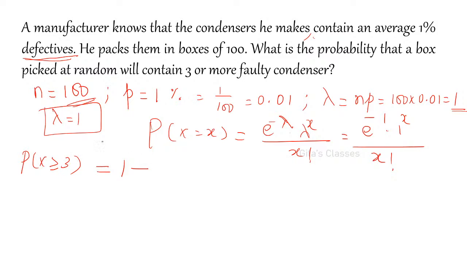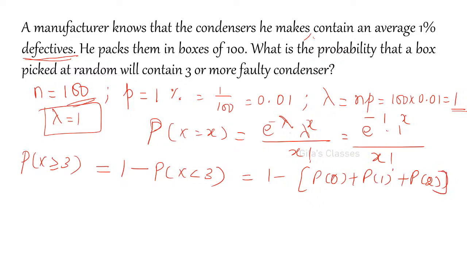That means P of 3 plus P of 4 plus P of 5 and so on, up to P of 100, because n is equal to 100. So instead of that, what can you do now? You can take 1 minus P of x strictly less than 3. X less than 3 means you have to consider P of 0 plus P of 1 plus P of 2. So this is 1 minus of P of 0 plus P of 1 plus P of 2.